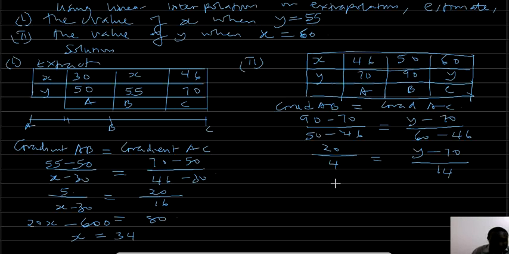So when you cross multiply here, you're going to get 4y minus 280, giving us 208. So when you simplify here, y is going to be 140. So that is our first example. We have seen how linear interpolation and linear extrapolation works.